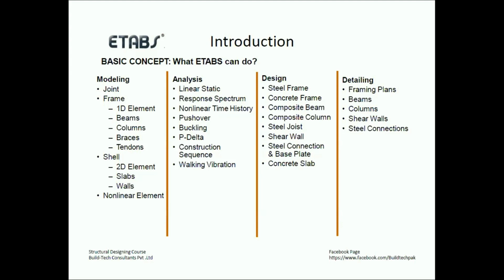The new versions are capable of doing all this detailing automatically. You just need to adjust some parameters, like whether you want number 3 bars or number 5 bars in beams, or number 4 bars in columns. With a few clicks you are able to get the drawings from ETABS. It will create a huge number of drawings, like 30-40 drawings for you, with longitudinal and cross sections, everything for you.